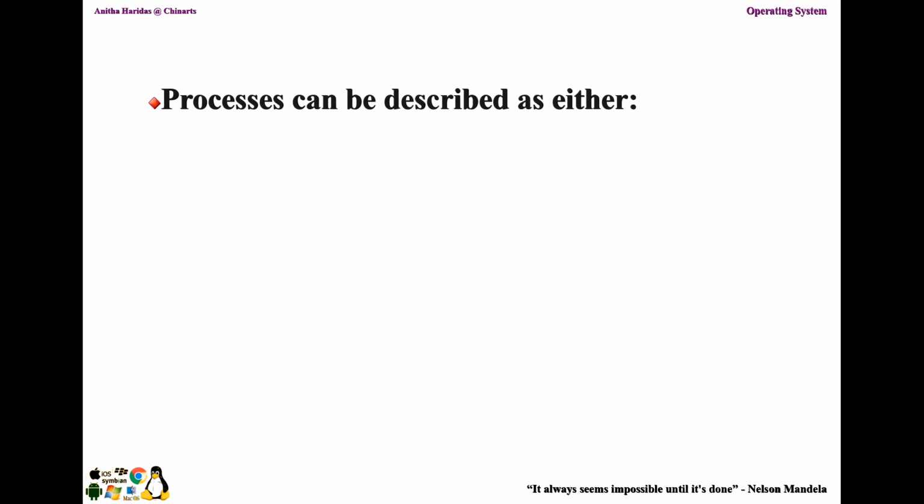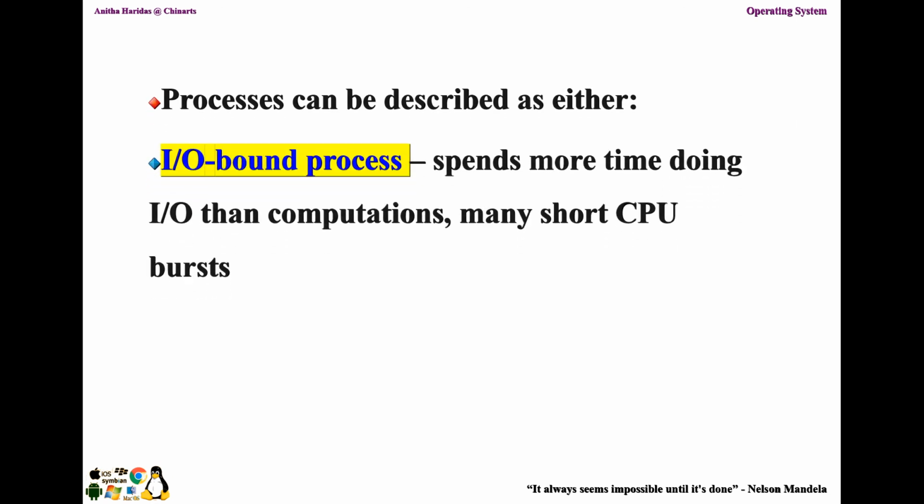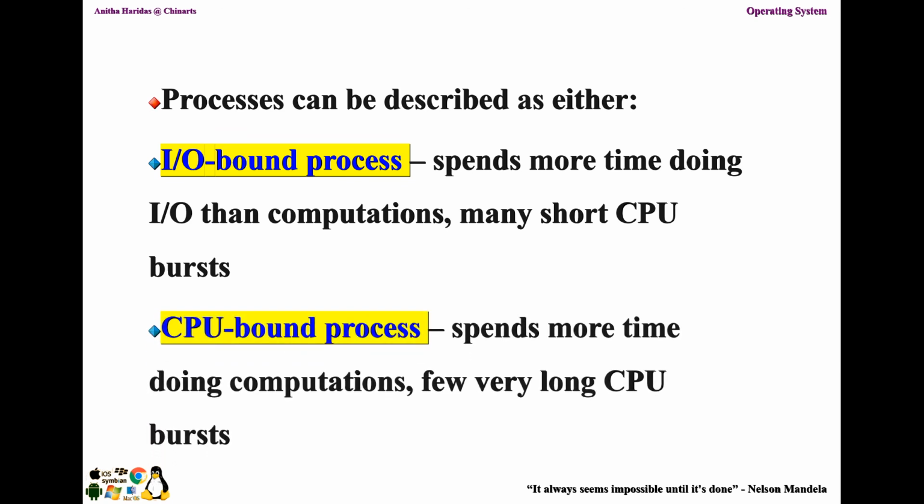Okay. Now processes can be described as input output bound processes or CPU bound processes. An input output process will be spending more time doing input output operations rather than computations, right? So many short CPU bursts will be available, because there are not many CPU instructions, it is full of input output operations. That is, you are going to read lots of data and print the data to the printer. If you take a small program like that, this is an input output bound process.